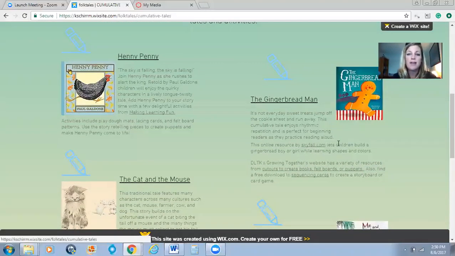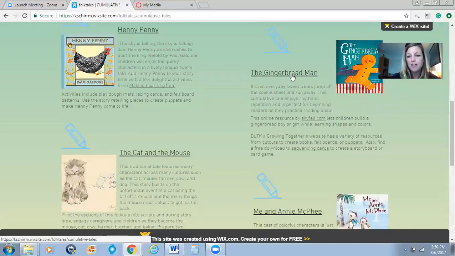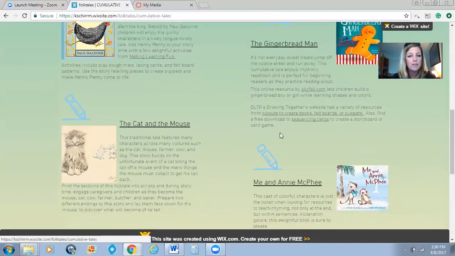The first two, Henny Penny or Chicken Little, as it's kind of known today, and then the Gingerbread Man, are more well known, and on each of these, there are links to Amazon to purchase those. And then I've included also links to some other online resources for activities that you can do with those books.